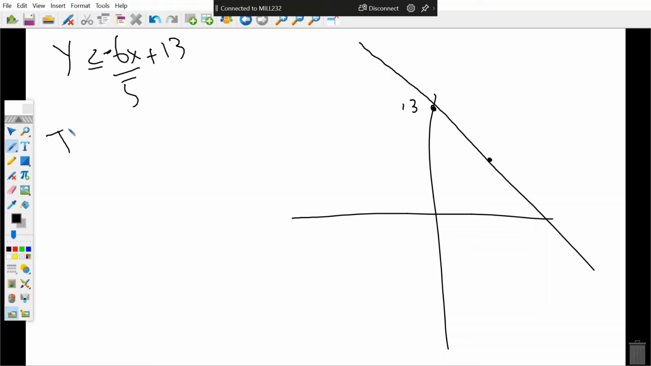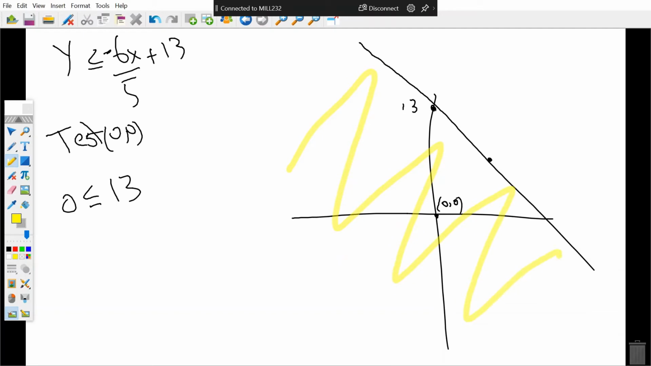Now I have to do my test. For my test, what's the easiest point? 0 and 0. So I need to figure out if I have to shade above this line or below it. 0 in for x, 0 in for y. I end up with 0 is less than or equal to 13. Is that true? Yes, it is. So I shade below the line. That's my solution set.